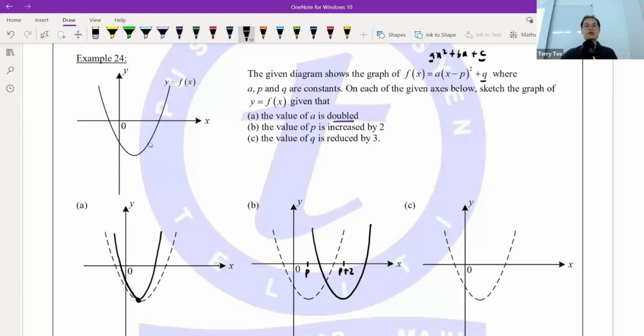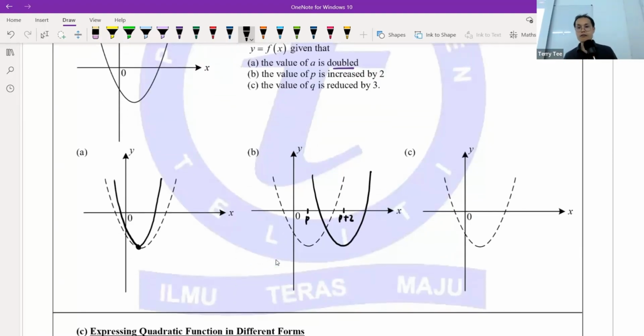Next one, q reduced by 3. For this one, I have to shift my graph downwards. So the graph is now shifted down. Your vertex is now below. My graph should maintain the same shape. Sorry if it looks fatter, it's supposed to look the same shape. It's a bit hard for me to draw. Okay, I'll just draw like this. Originally, this is q. This is now q minus 3, shifted down by 3.